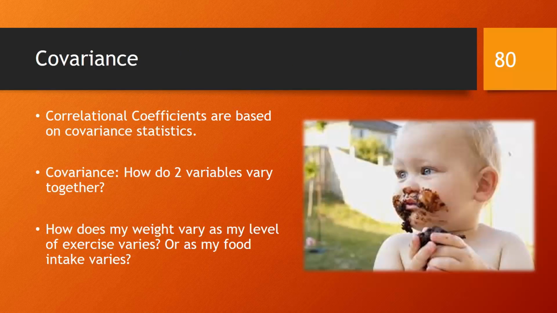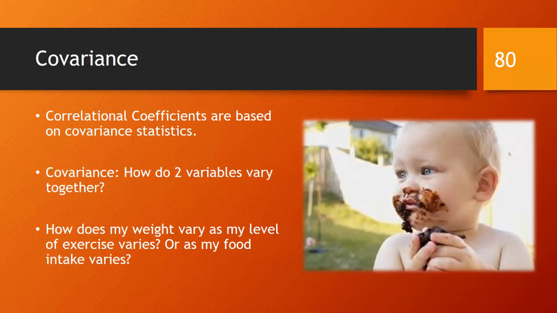The correlation coefficient that we want to compute is based on a statistic called covariance. Covariance is basically a number that reflects the degree to which two variables vary together. Generally speaking, we might say that high scores on one variable tend to be paired with high scores on another variable, resulting in a covariance that is large and positive.